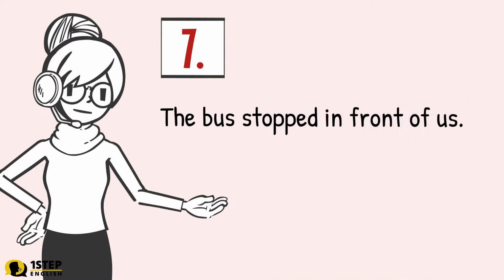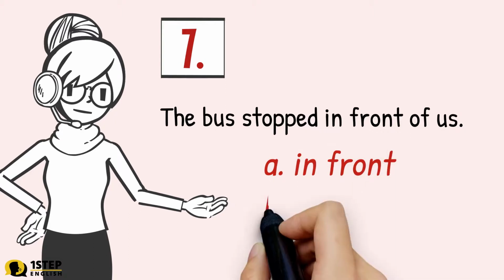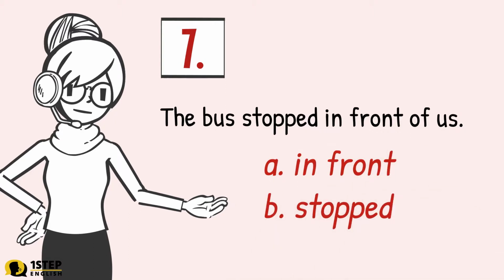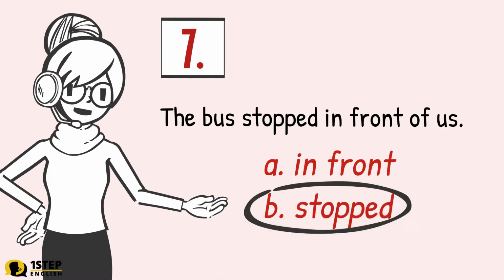The bus stopped in front of us. Letter A. In front. Letter B. Stopped. The correct answer is letter B. Stopped. It is a predicate in the sentence.